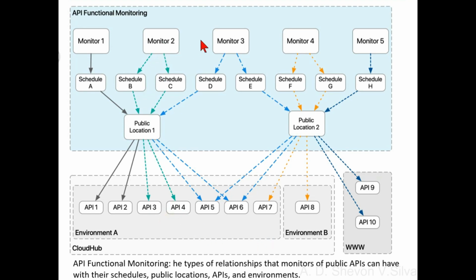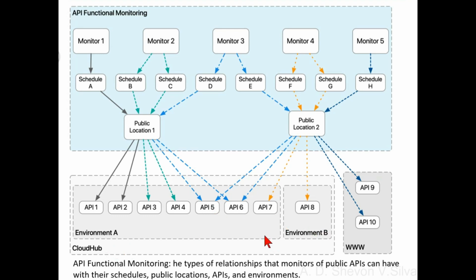Monitor 3 runs on two separate schedules, Schedule D and Schedule E, each of which is associated with a different public location, public location 1 and public location 2. Monitor 3 is written to test one or more endpoints in public API 5 and public API 6, although it could also test endpoints in more public APIs. The two APIs are in a single environment A.